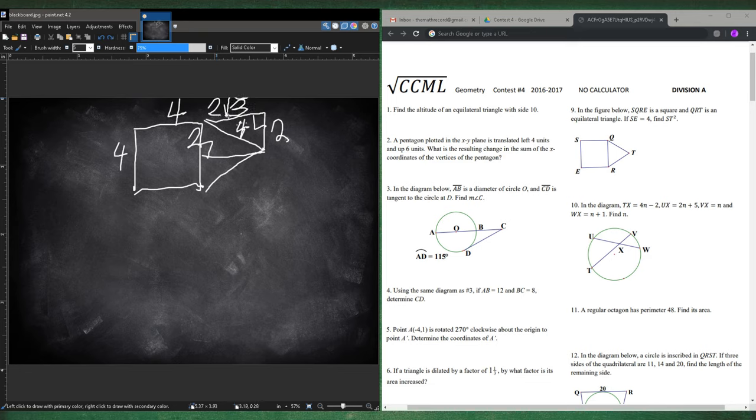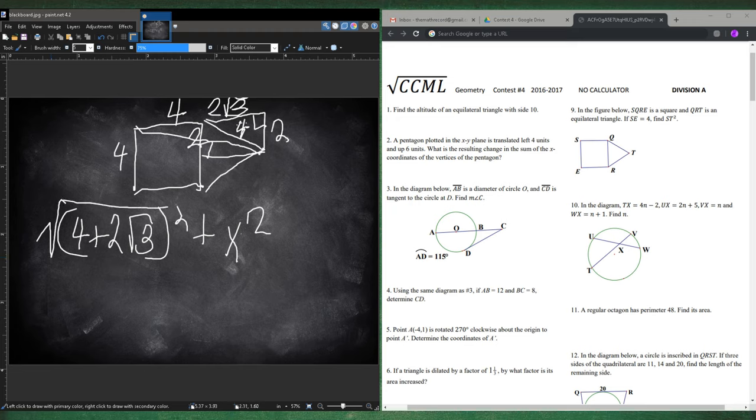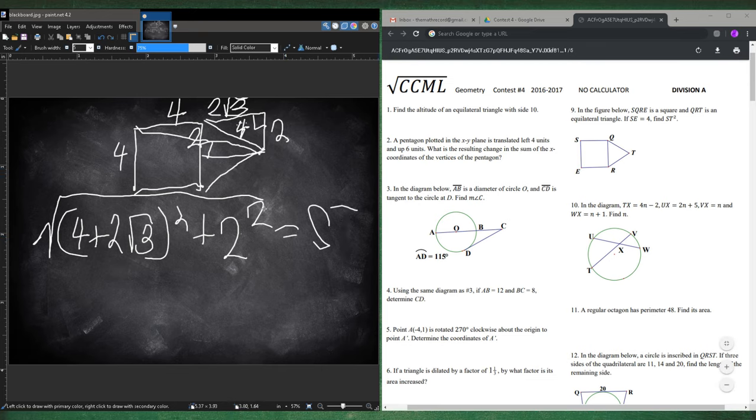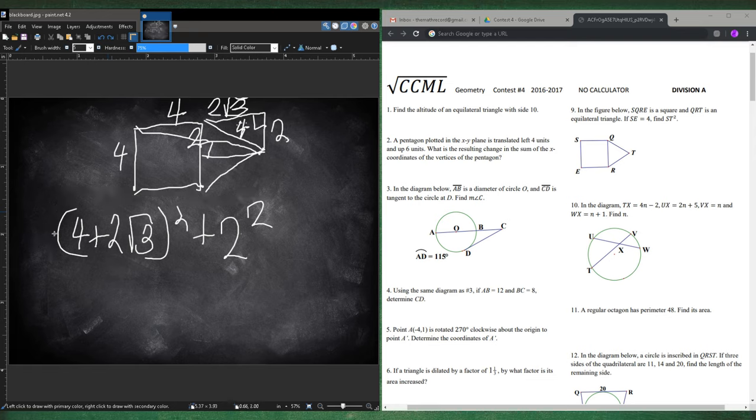Because this is 2 square root 3, you just have to move it up. So now we have that entire length, and we can just use a right triangle. So it's 4 plus 2 square root 3, squared, plus 2 squared, and then you square root it, and that is equal to the length of the hypotenuse, basically. Sorry, I don't know why I wrote x plus 2 squared. And then you square root it, and you get the length of ST. But they want ST squared, so you just square both sides. The square of a square root just means this number, so we just need to find this number.